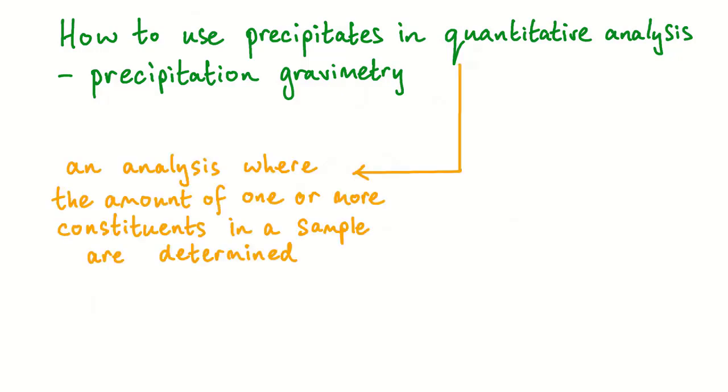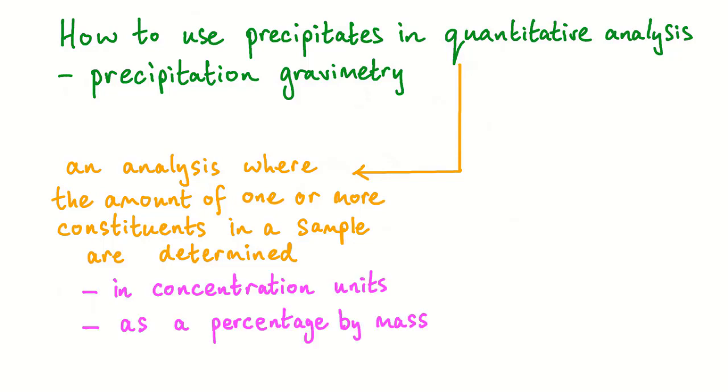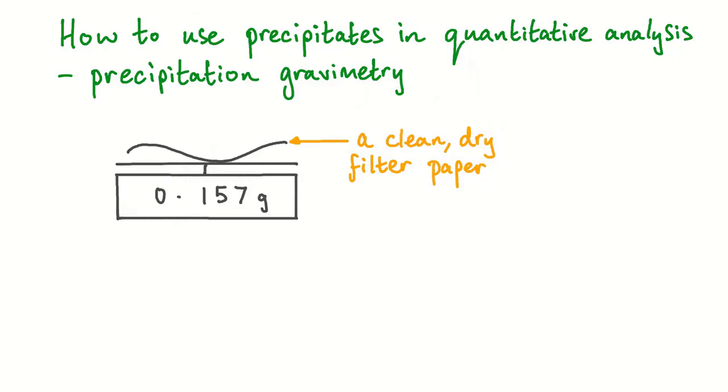A quantitative chemical analysis is one where the amount of one or more constituents in a sample are determined. As an example, the result of the chemical analysis may be expressed in concentration units or as a percentage by mass. Beyond simply confirming the presence of various ions, precipitates can be used to perform quantitative chemical analysis. The exact mass of a precipitate formed must be established. This can be achieved by taking mass measurements before and after the filtration and drying processes described earlier.